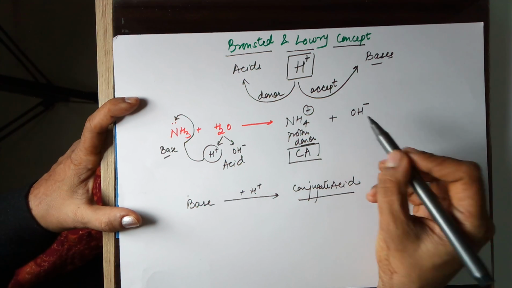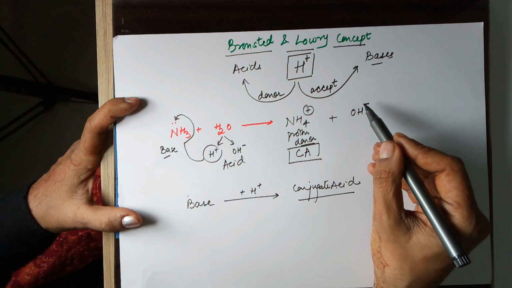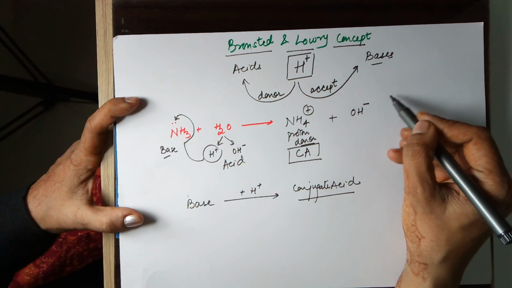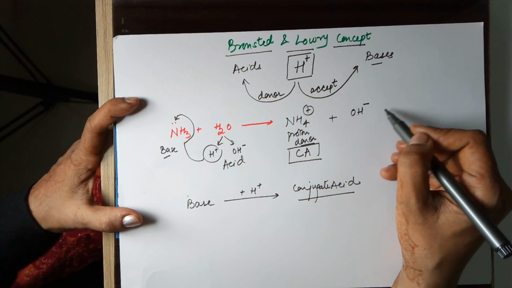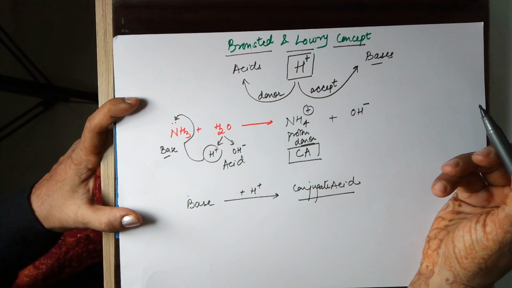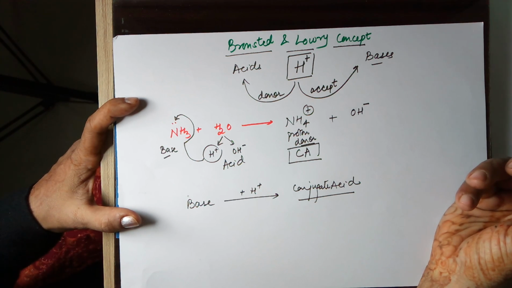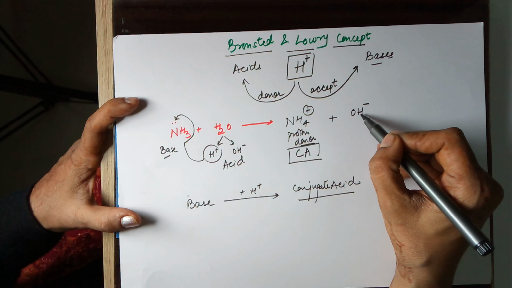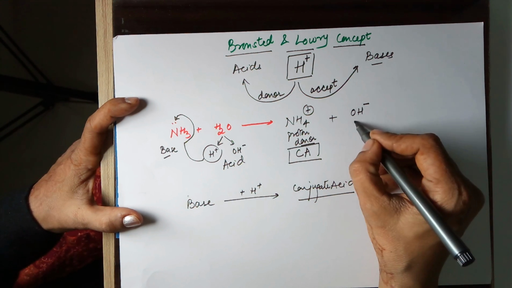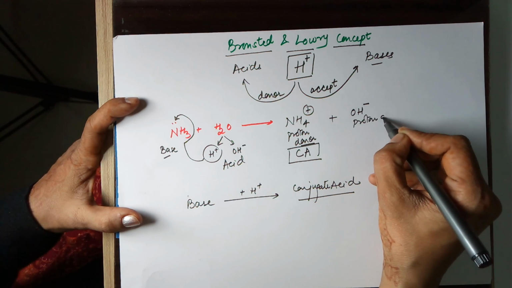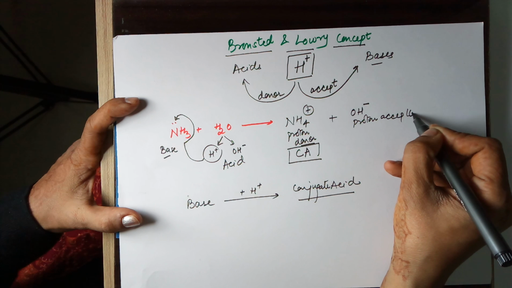What about OH minus? What do you think this should act as? An acid or a base? Can it give off a proton? No. Can it attract a proton? Very well, yes. Proton is positively charged, OH minus is negatively charged. So a proton can easily attack onto a hydroxyl. This can act as a proton acceptor.